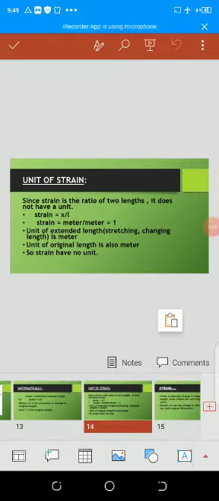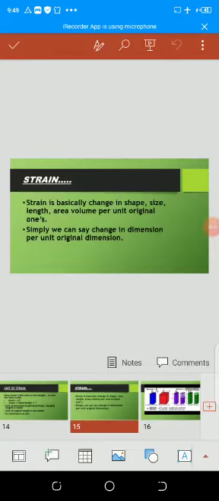Strain equals x by L. Strain equals meter by meter equals 1. The unit of extension, the changing length, is meter. The unit of original length is also meter. So strain has no unit.